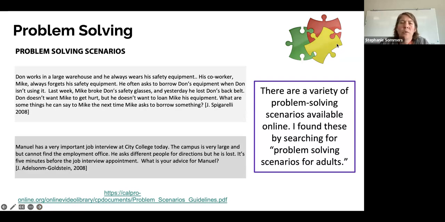So I think these could be used in different ways. We could maybe have a problem of the week and use them as a warm-up activity. Use them as conversation starters for small group activities. So there's a lot of different problem-solving scenarios available online. I found these simply by searching for problem-solving scenarios for adults, and I'm just sharing a few of the examples I found here.